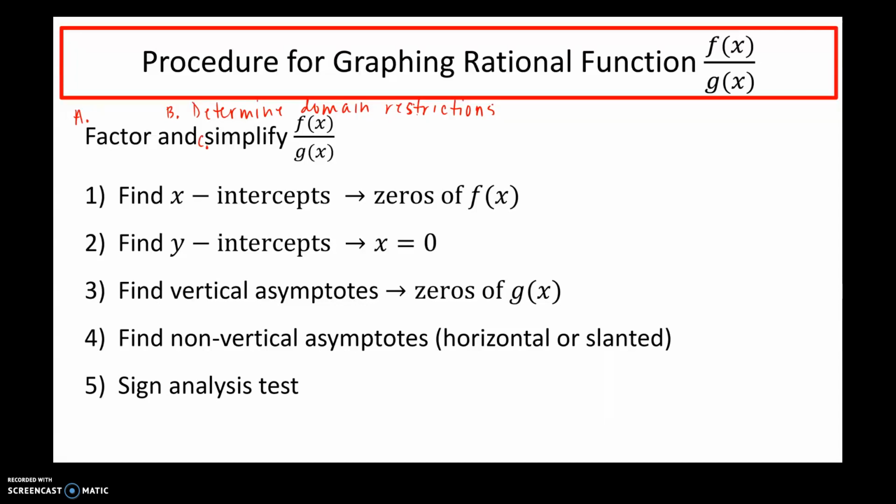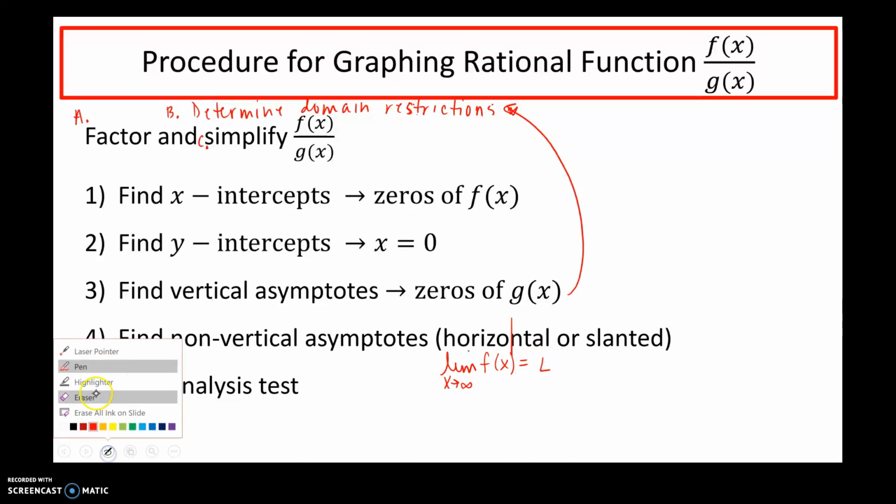Okay, so we have to find the x-intercepts or the zeros. We find the y-intercepts. We're going to plot those points. Vertical asymptotes, they're the zeros of the denominator. Okay, they'll come directly from us determining the domain restrictions. Non-vertical asymptotes, horizontal asymptote, recall from last lesson, that's the limit as x approaches, not c, the limit as x approaches infinity. Okay, if that evaluates to a number, then that y value is where our horizontal asymptote is. Okay, and we talked a lot about the difference between that.